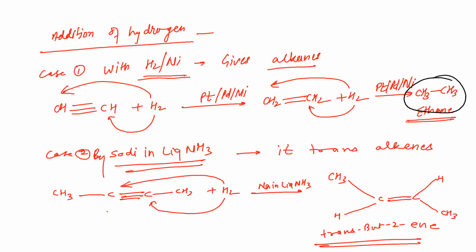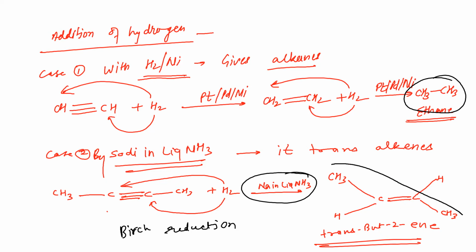In the other case, if you see here, that is sodium in liquid ammonia. This is what is called Birch reduction. You need to keep in mind Birch reduction. It will give the similar groups on opposite sides, 180 degrees. So this is the trans one.